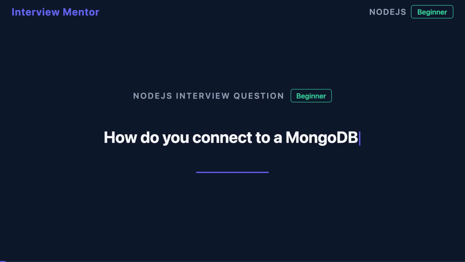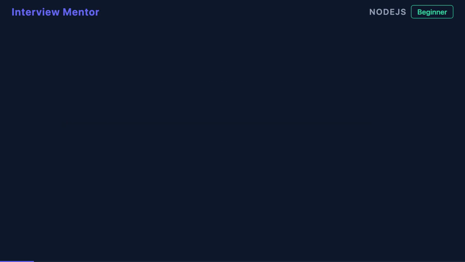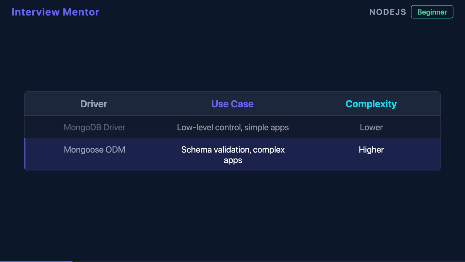Most developers forget to handle connection errors properly when connecting to MongoDB from Node.js. Let's see how to do it right. First, you need to choose a driver. The official MongoDB driver gives you low-level control, while Mongoose provides schema validation and an object data modeling layer. Both work great, but Mongoose is more popular for complex applications.